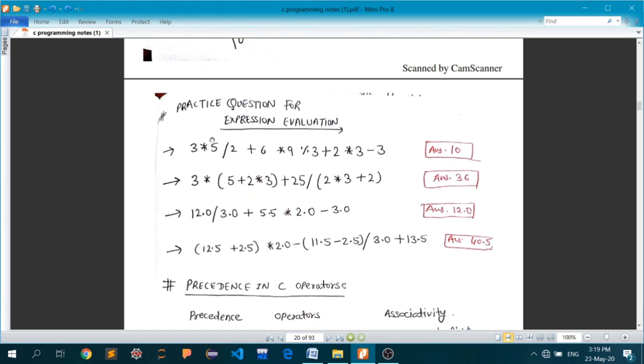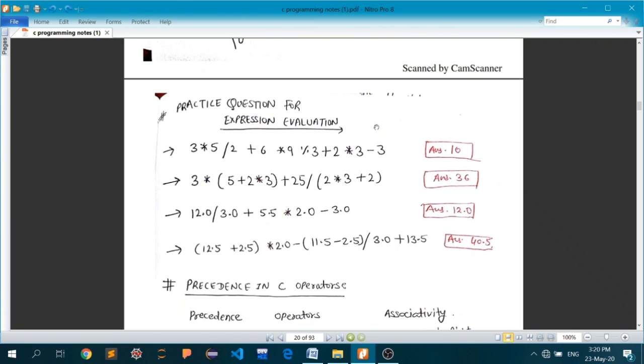So coming from the left, we have encountered 3 multiplied by 5. And remember, these have the same order of precedence, so we have to tackle them from left to right. Okay, so 3 multiplied by 5 is 15, and 15 integer divided by 2 will result in 7 instead of 7.5. And then addition, we don't have to tackle that now. Then we have 6 multiplied by 9, that is 54. Okay, and then remainder 3, which results in 0, because 54 divided by 3 doesn't leave any remainder.